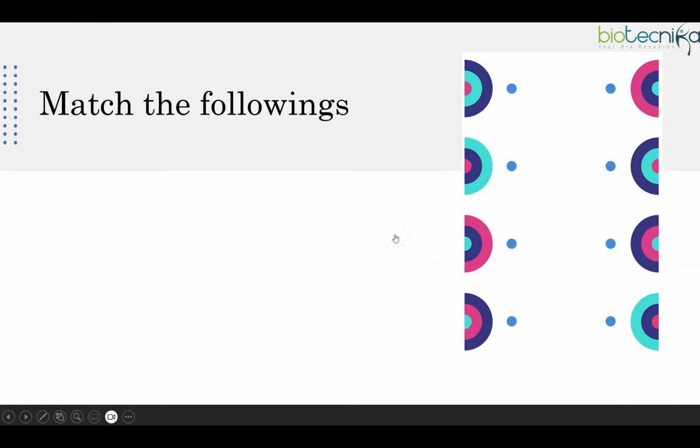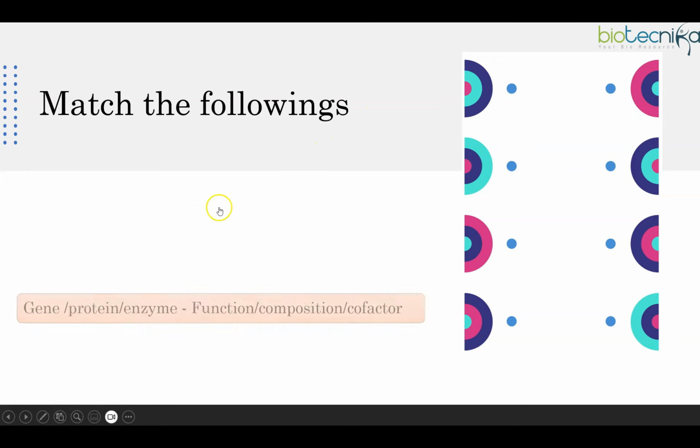Next category of questions is match the following. Now in match the following, it is a very easy type of question that you get.